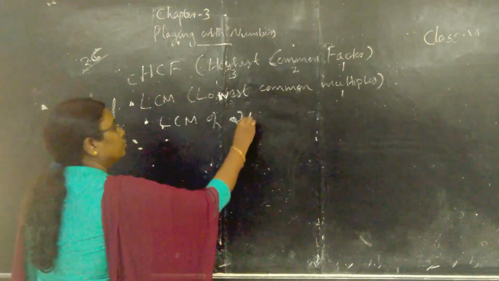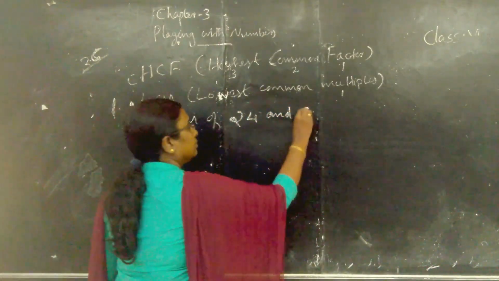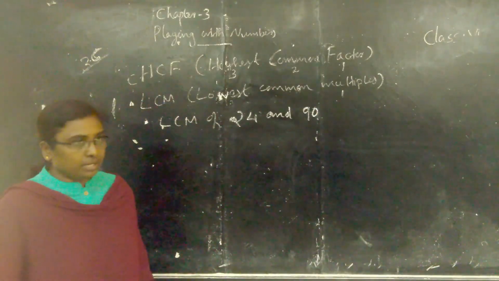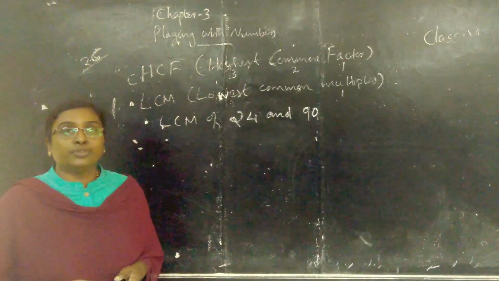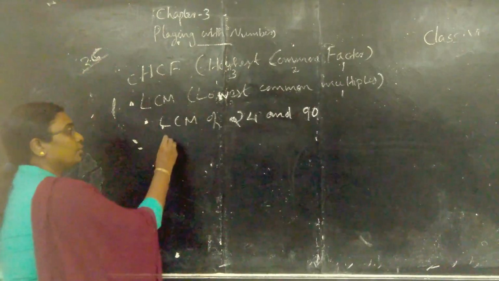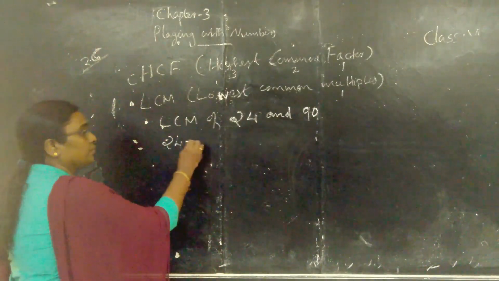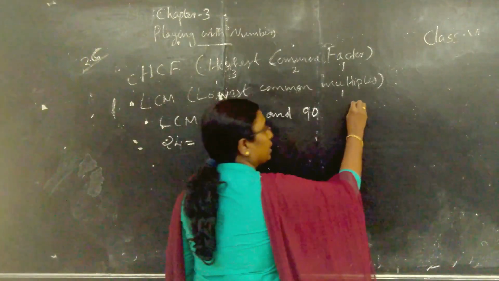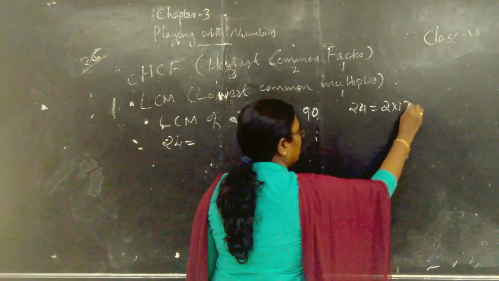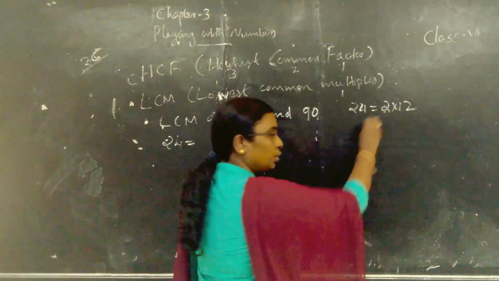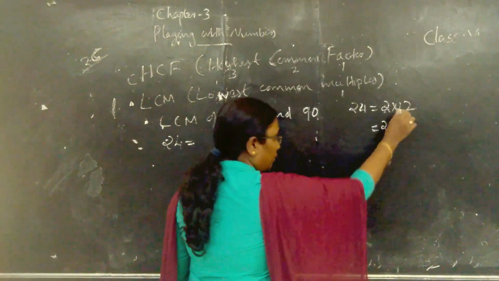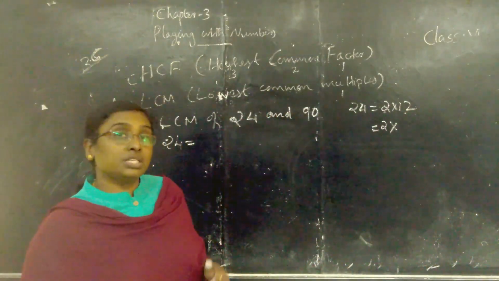Find the LCM of 24 and 90. For that, first we have to write the prime factorization of 24 and 90. Prime factorization of 24: how do we write it? 24 equal to 2 into 12. 2 is a prime number, but 12 is not a prime number, so we can factorize 12 again.